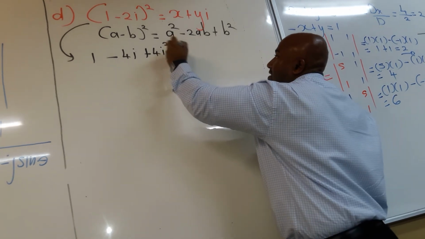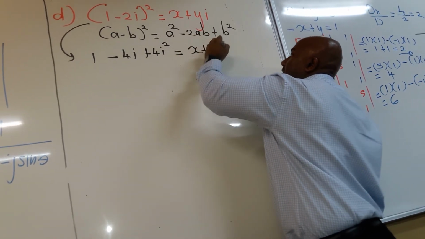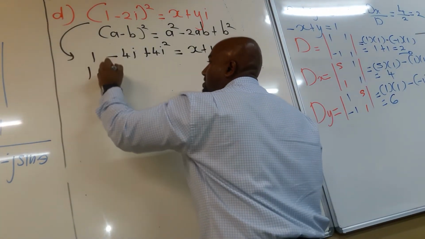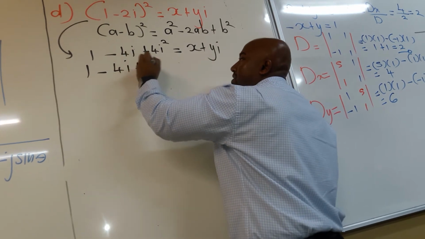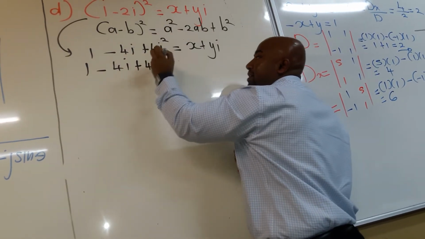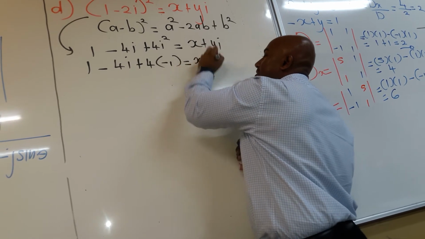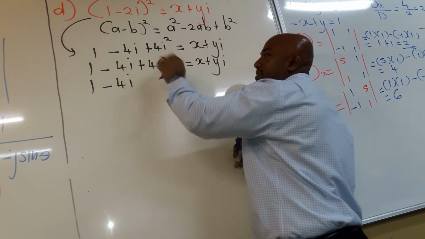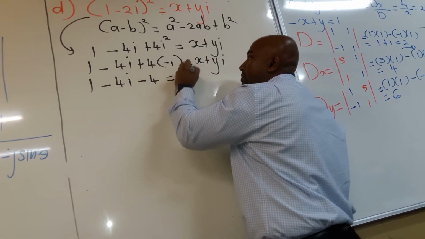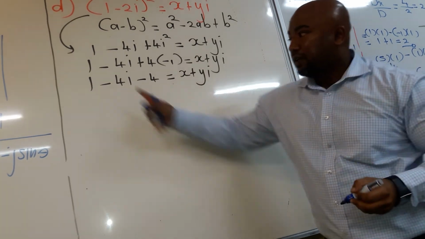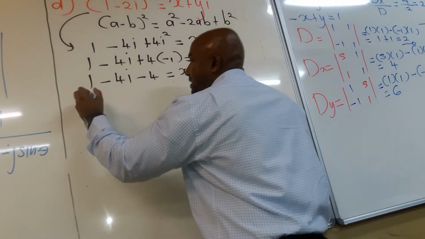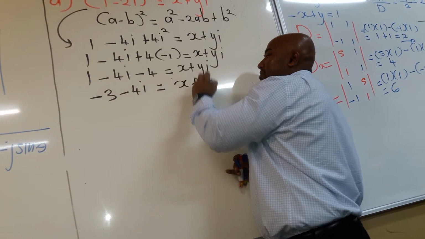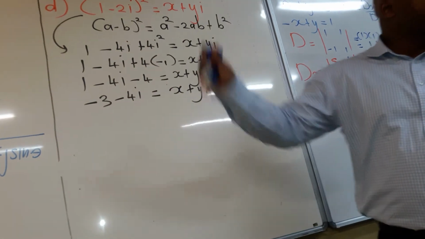Alright. On the right hand side it's equal to x plus yi. Simple one to do, you can see that. So here we got 1 minus 4i on the left hand side plus 4 times i squared, minus 1. That's equal to x plus yi. So here we got 1 minus 4i, positive times a negative, that will be a minus 4, equals to x plus yi. So now I got 1 minus 4 there, which is minus 3 minus 4i equals to x plus yi. Now it's simplified.